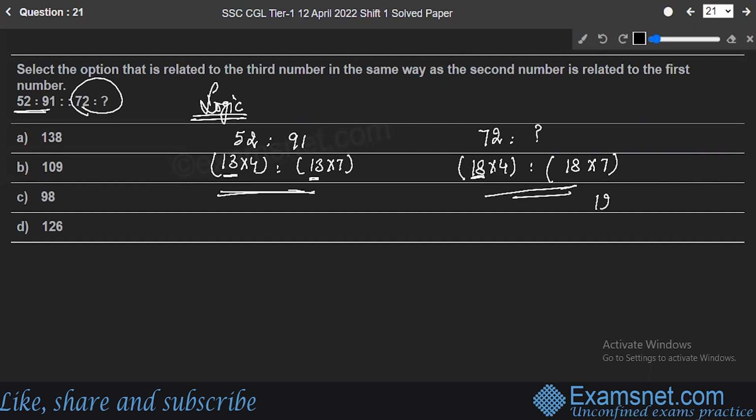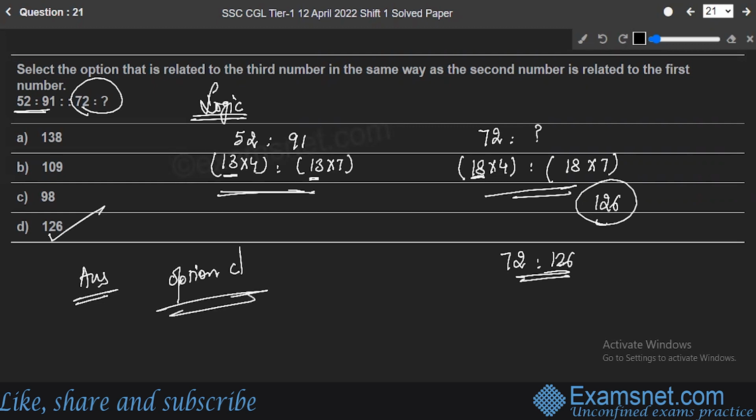This is 126. So this makes 72 is to 126. Hence this 126 is the answer to the question, option D. Right? Hope you're clear about it. Then let's move to the next question.